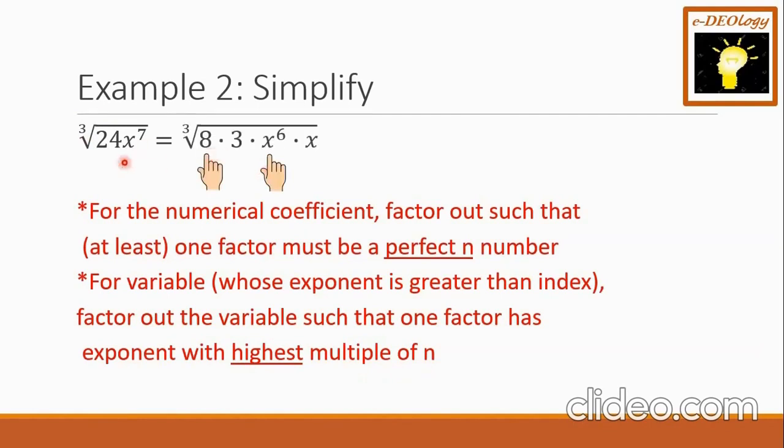So as we see here, the number 24 is factored out into 8 times 3, and this 8 is our perfect cube number. Take note that our index here is 3. For the x raised to 7, we factor it out into x raised to 6 times x. So the power 6 here is the highest multiple of the index 3.